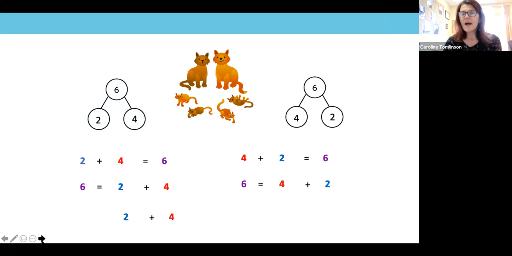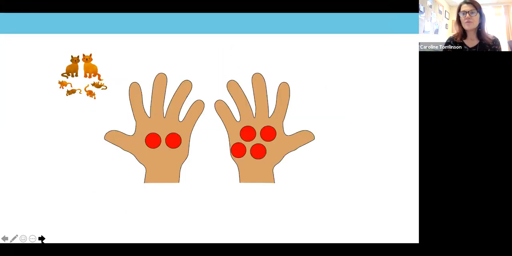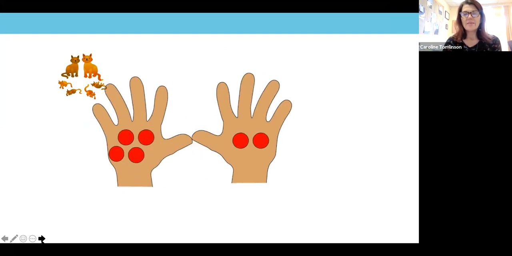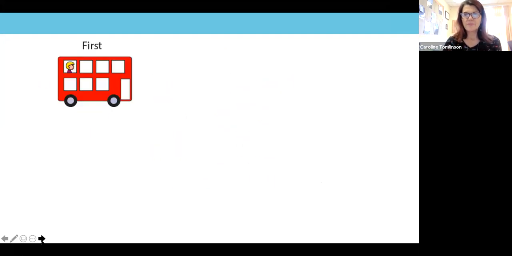So teaching in this way, children begin to understand that 2 add 4 is the same as 4 and 2. And this is a more literal pictorial representation of that. 2 and 4 is the same as 4 and 2.